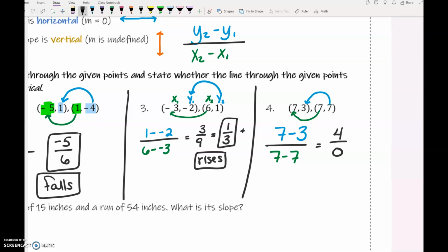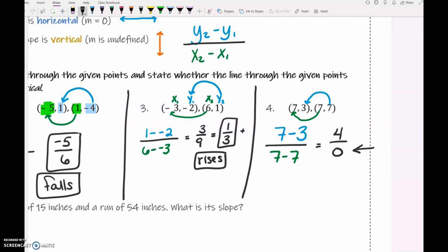What is 4 divided by 0? It's not 0. If you try it in your calculator it says error, because one of the number 1 rules of math is you can't divide by 0. It doesn't work.